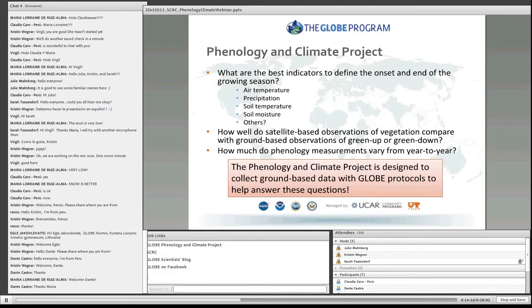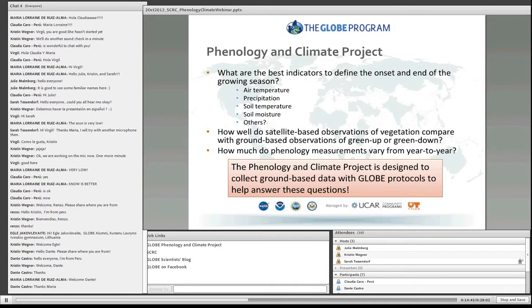So the Student Climate Research Campaign has several intensive observing periods, or IOPs, and one new IOP this year is the Phenology and Climate Project. The Phenology and Climate Project aims to answer several very important science questions like, what are the best indicators to define the onset and end of the growing season? These indicators may be air temperature, precipitation, soil temperature, or soil moisture. There could be others as well.